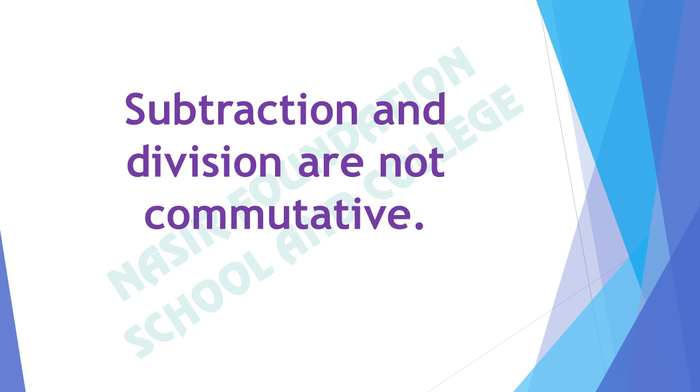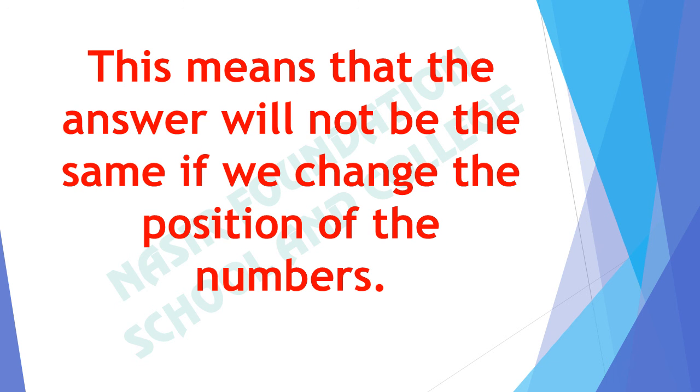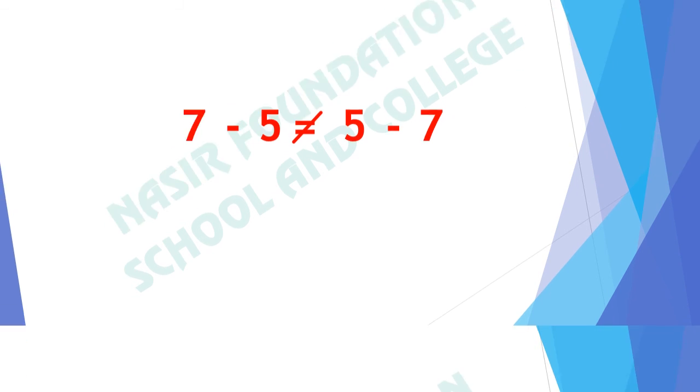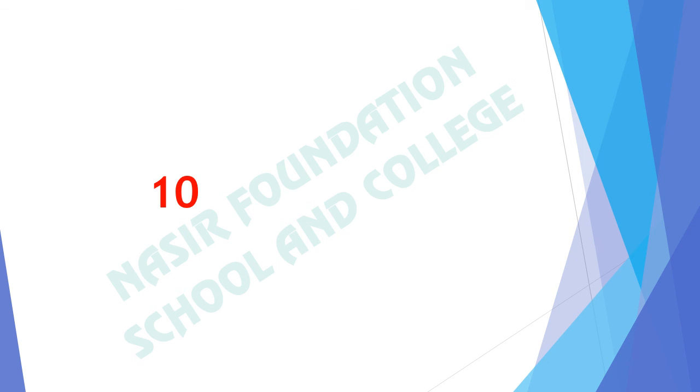Subtraction and division are not commutative. This means that the answer will not be the same if we change the position of numbers. It means that subtracting 5 from 7 will not be equal to subtracting 7 from 5. In the case of division, dividing 10 by 5 will not be equal to dividing 5 by 10. Both the answers will be different.